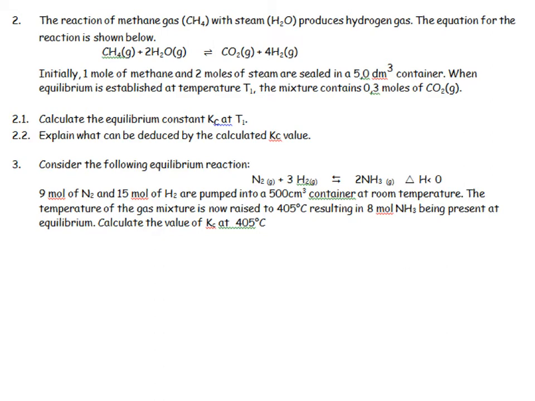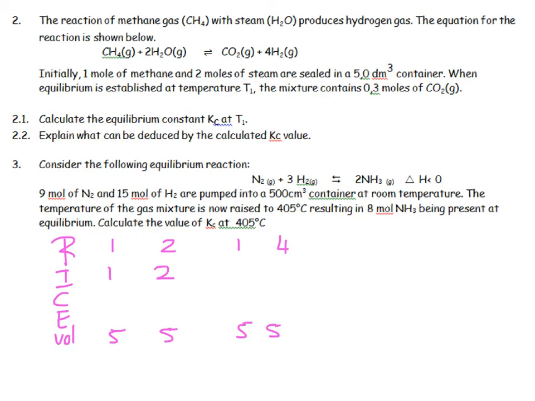The reaction of methane with steam produces hydrogen gas. The equation is given. Initially, we put 1 mole of methane and 2 moles of steam in a certain container. The mixture contains something. Calculate the equilibrium constant. So I'm going to do an ICE table, just underneath over here. My ratio is 1:2:1:4. My initial is that I started off with 1 mole of methane and 2 moles of steam. They are put into a 5 decimeter cubed container, so it's already been converted into decimeters cubed.